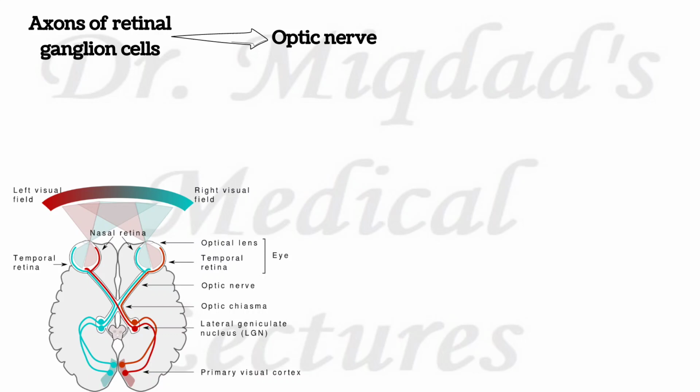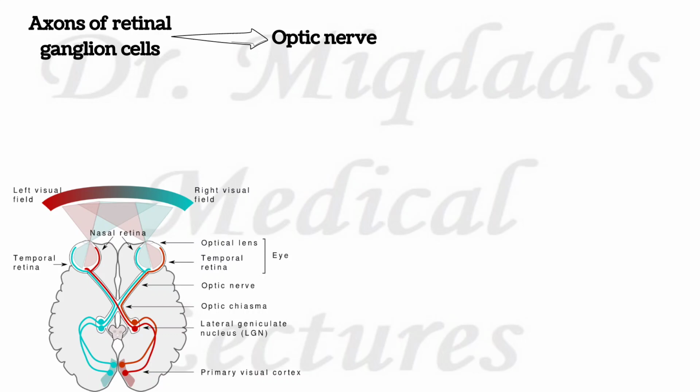The fibers from the temporal part of the retina are in the lateral part of the nerve and carry the impulses from the nasal half of the visual field of the same eye. And the fibers from the nasal part of the retina are in the medial part of the nerve and carry the impulses from the temporal half of the visual field of the same eye.